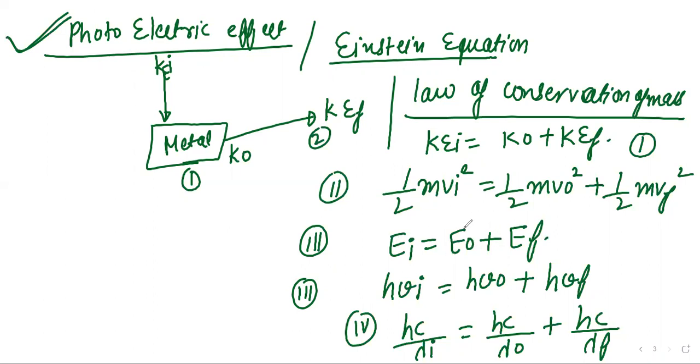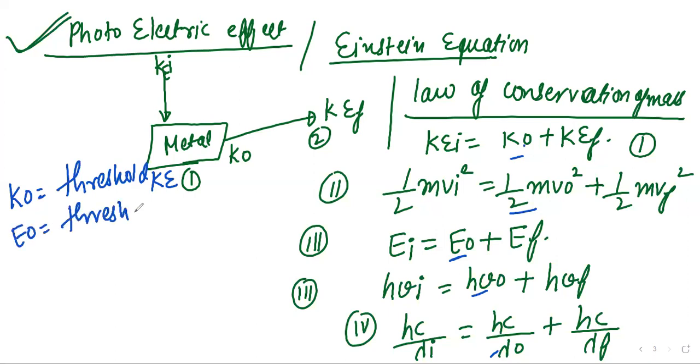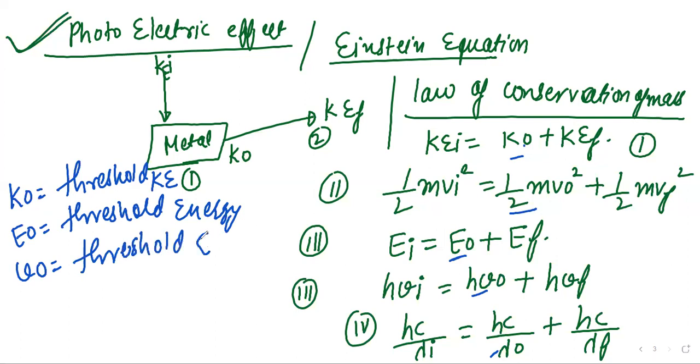Sometimes this is also called the threshold one, in every equation. Threshold energy, threshold kinetic energy. I will write here: this is the threshold kinetic energy, E naught is the threshold energy, mu naught is the threshold frequency, lambda naught is the threshold wavelength.